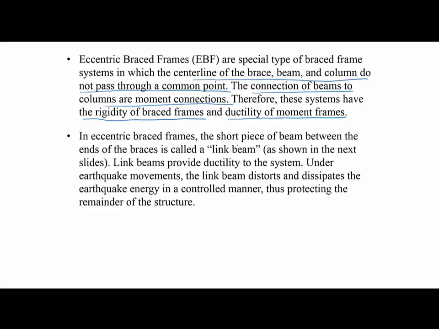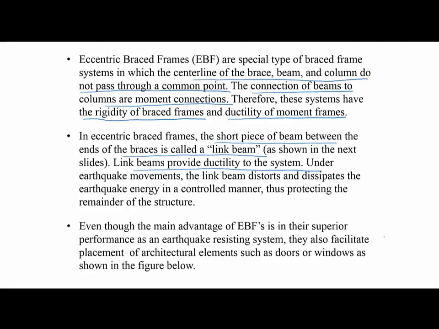In eccentric brace frame, there's a short piece of beam between the ends of the brace, which is called the link beam. And this link beam especially provides large ductility. It goes through a lot of deformation under the earthquake motion, and it can distort and dissipate the energy and protect the remainder of the building from damage. Even though the main advantage of eccentric brace frame is its performance in earthquake resistant design, they can also be used to accommodate architectural requirements, for example putting doors or windows, as we are going to see here.